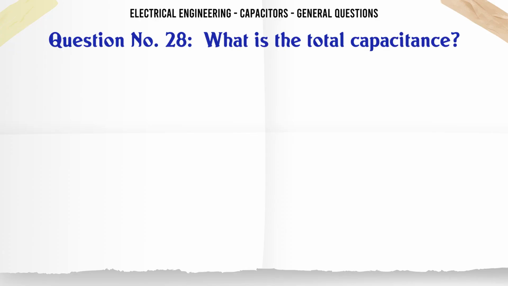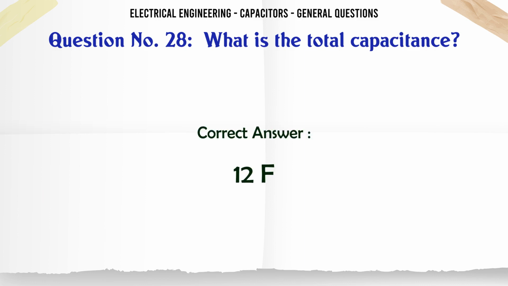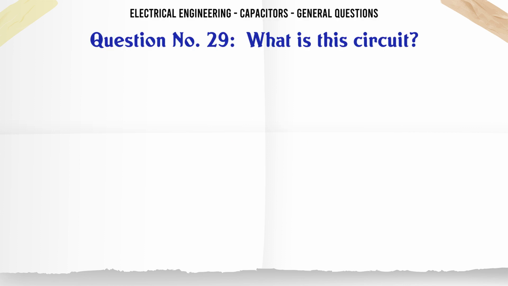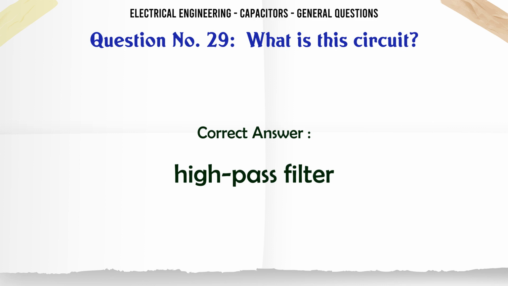What is the total capacitance? A 1 F, B 12 F, C 0.615 F, D 8 F. The correct answer is 12 F. What is this circuit? A band pass filter, B high pass filter, C low pass filter, D differentiator. The correct answer is high pass filter.